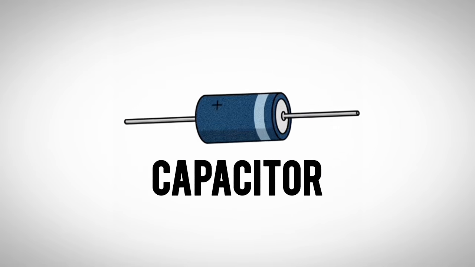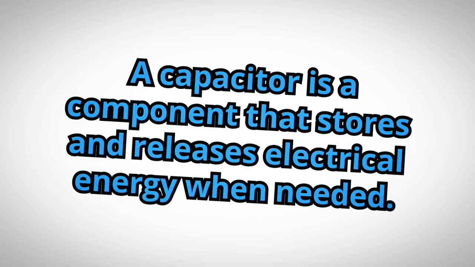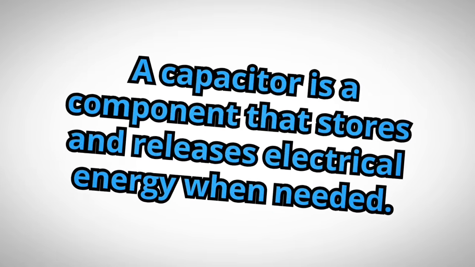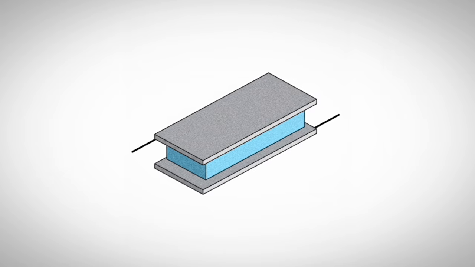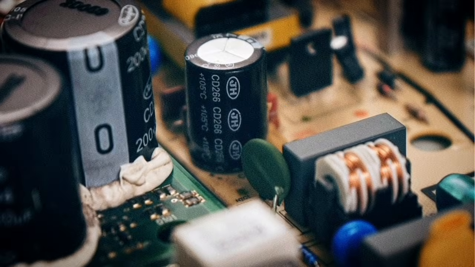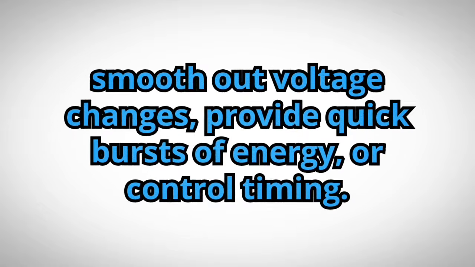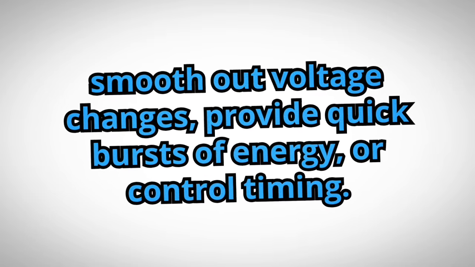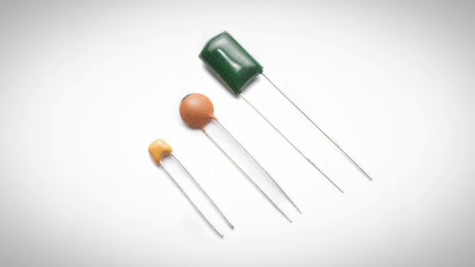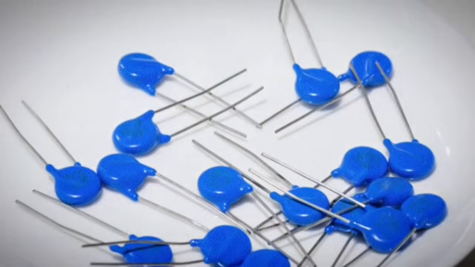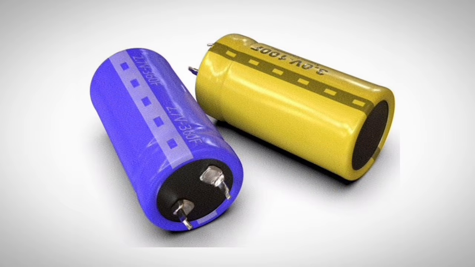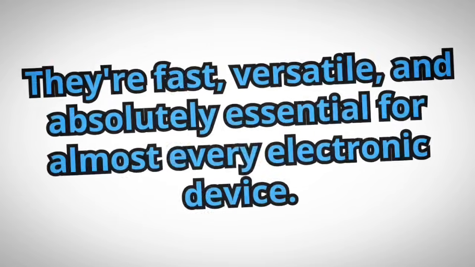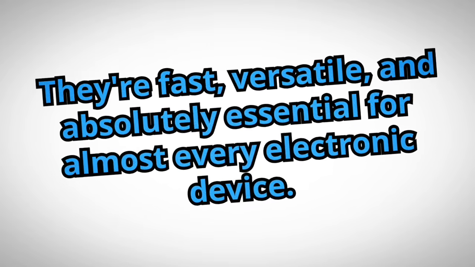Next up, we have capacitors. A capacitor is a component that stores and releases electrical energy when needed. It holds charge in an electric field between two conductive plates separated by an insulator. Capacitors are used in circuits to smooth out voltage changes, provide quick bursts of energy, or control timing. Small ceramic capacitors are often used in high-frequency circuits, while larger electrolytic capacitors are common in power supplies. They're fast, versatile, and absolutely essential for almost every electronic device.